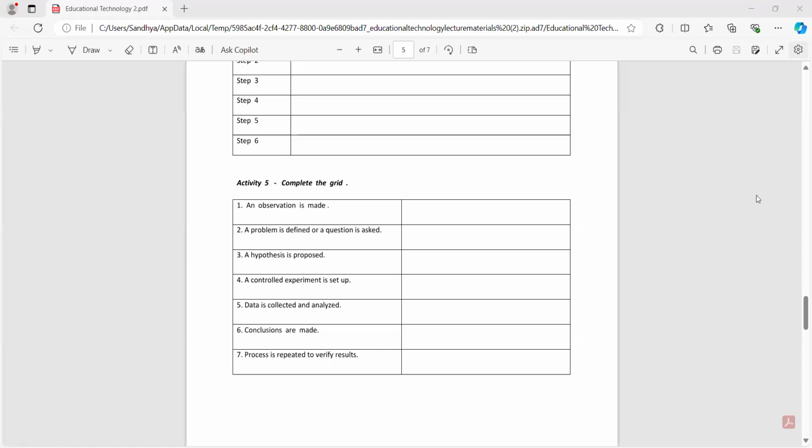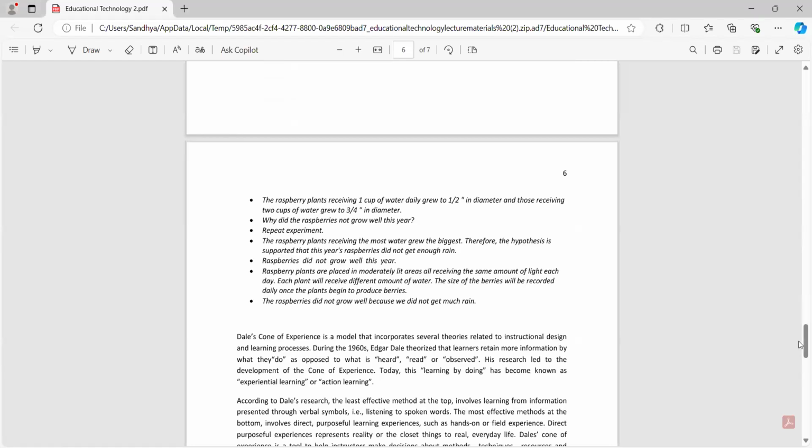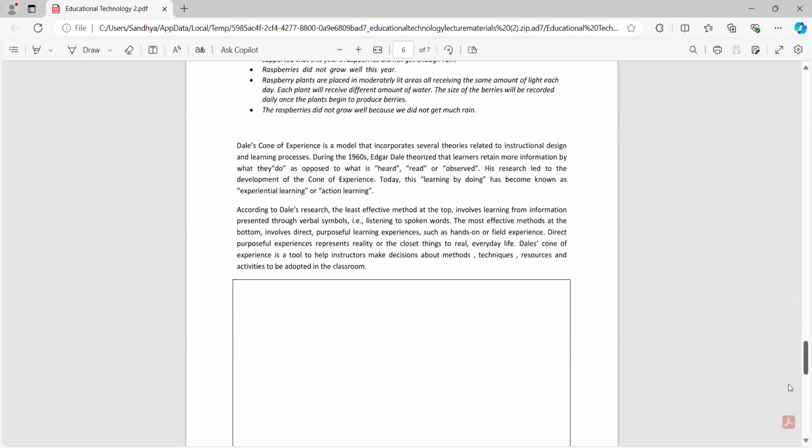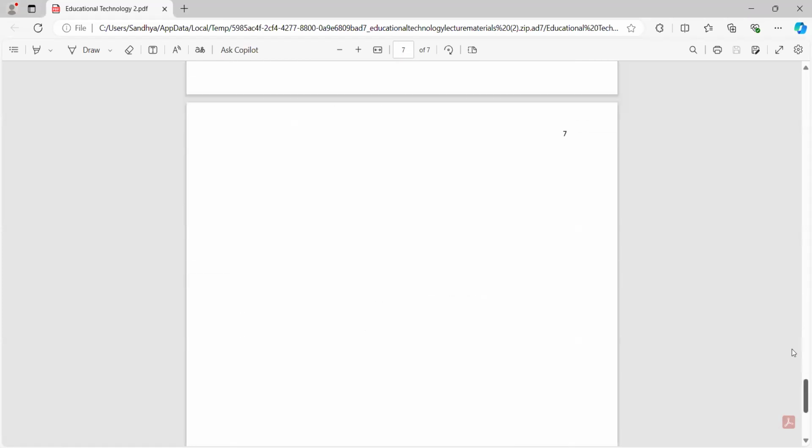Right, okay. Now let's see. After the scientific method, we have Dale's cone that I discussed now, because you have to get them to do it and learn. When they do it and learn, it is 90% of learning and remembrance. So that is why we should learn by doing.